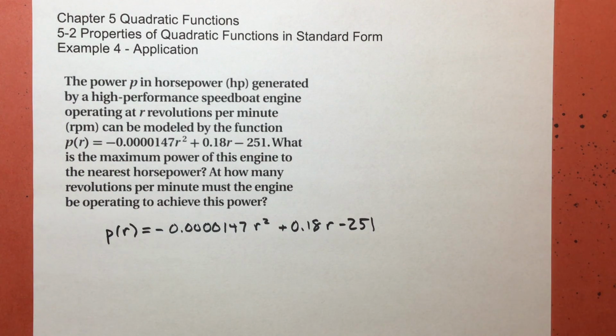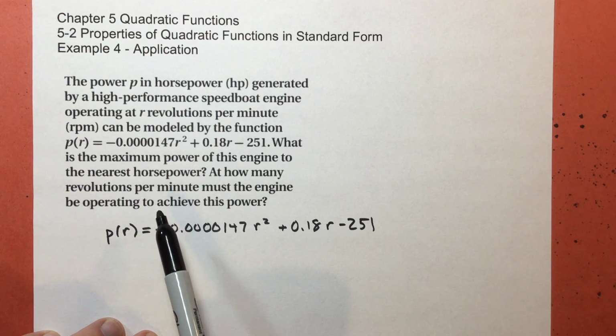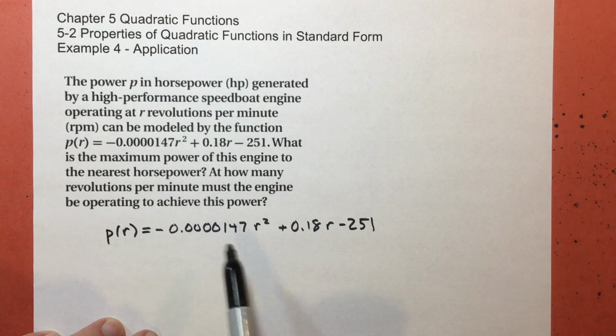This is one of those situations where if the numbers are really awkward, and these are very awkward numbers, it's probably a real world problem, because in the real world, it's not nice and tidy. In Algebra 1 and Algebra 2, we give you nice, tidy problems instead of real problems. The question is, what is the maximum power of this engine to the nearest horsepower, and how many RPMs do you have to be at to get there?